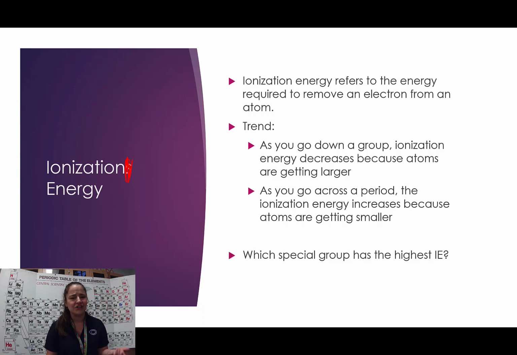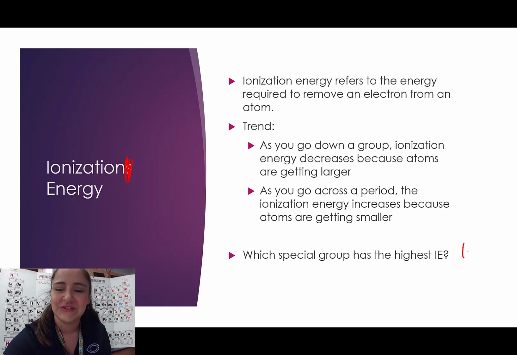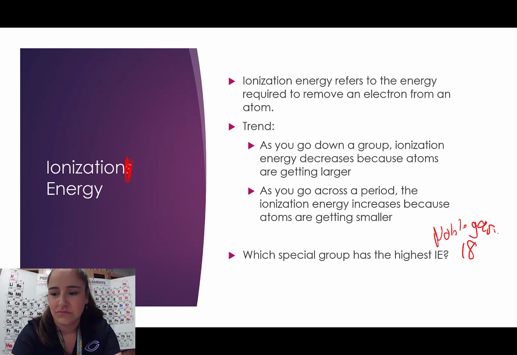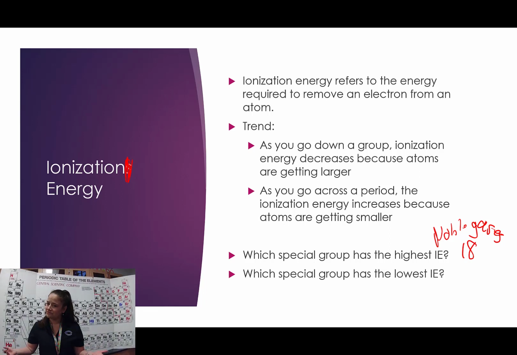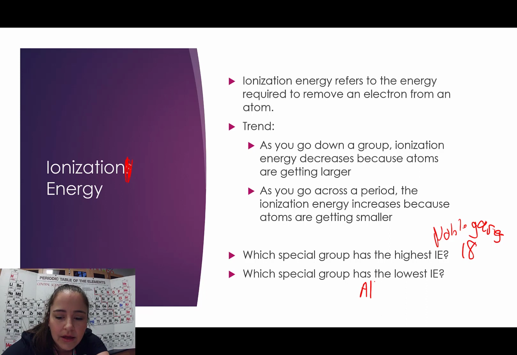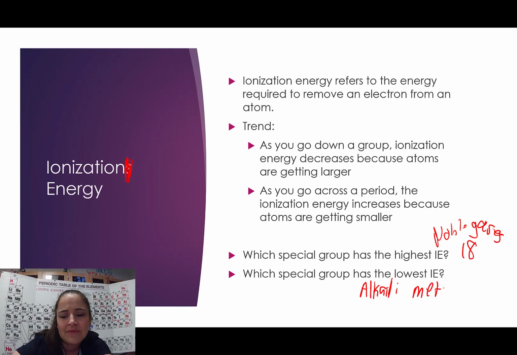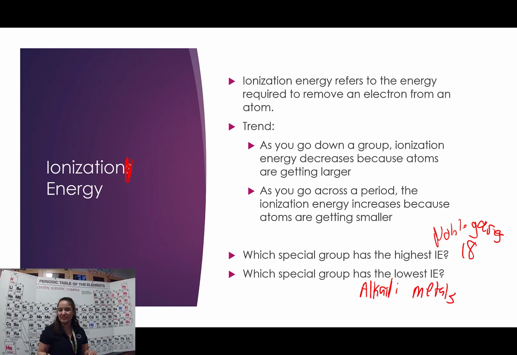Oh, and I just told you that answer. Which group has the highest ionization energy? Yeah, it's the noble gases, group 18. And which one then will have the lowest? It will be the alkali metals. Alkali metals want to give you their electrons, okay? Their ionization energies are so low, they're negative. They want to give you their electrons. Oh, and that's group 1. Group 1 is the alkali metals, okay?